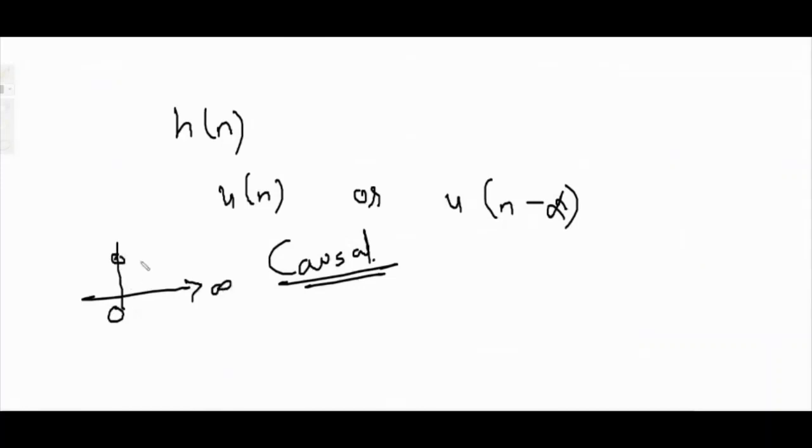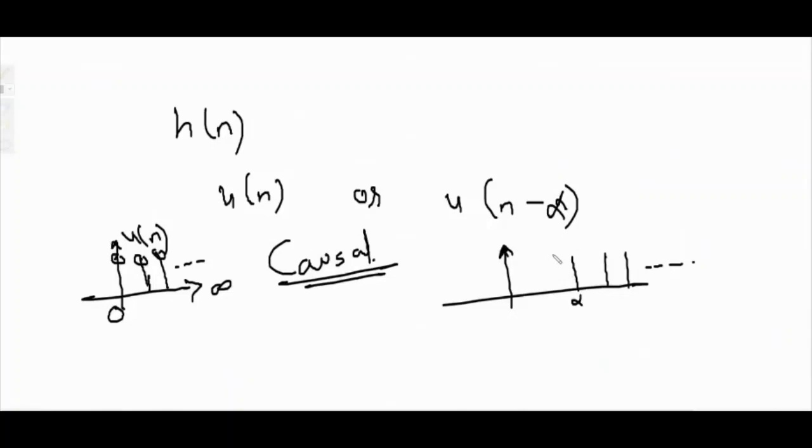Because u of n starts from origin 0 to infinity, amplitudes are 1, 1, 1, 1, 1. This is the graph of u of n up to infinity. And your u of n minus alpha starts from some alpha and goes till infinity. Again, for negative values of n, the signal is 0. Therefore, it is a causal system. So if your h of n contains u of n or u of n minus alpha, then it is a causal system.